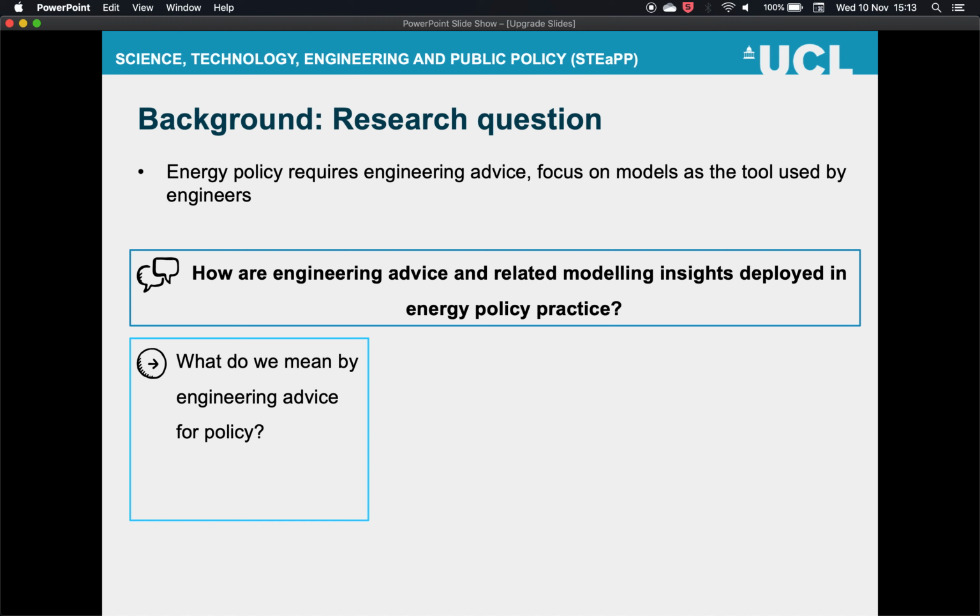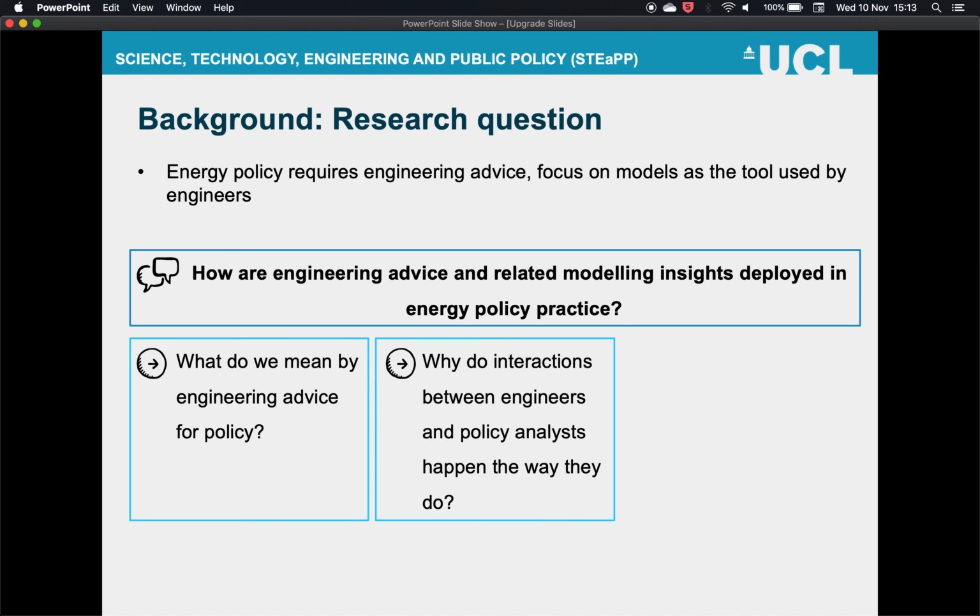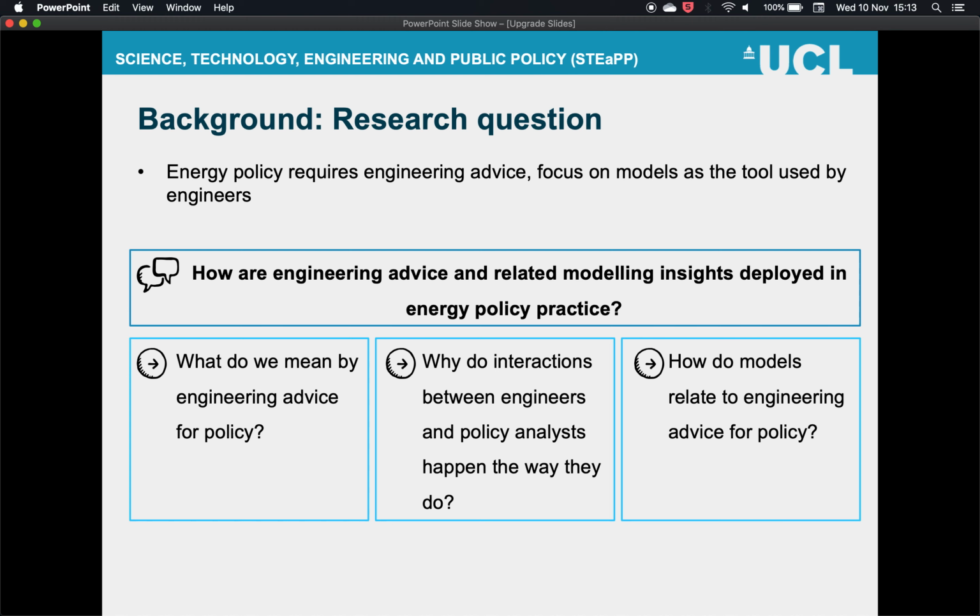The first one is, what exactly do we mean by engineering advice for policy? The second one is, why do interactions between engineers and policy analysts happen the way that they do? And the third one is, how do models relate to engineering advice for policy?